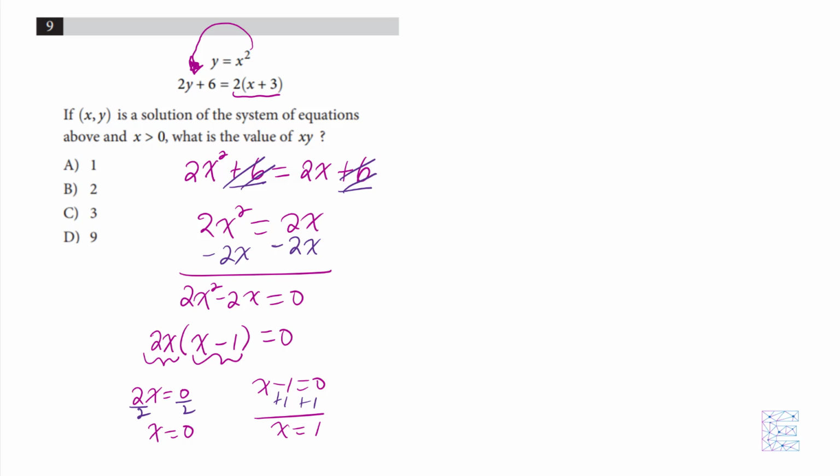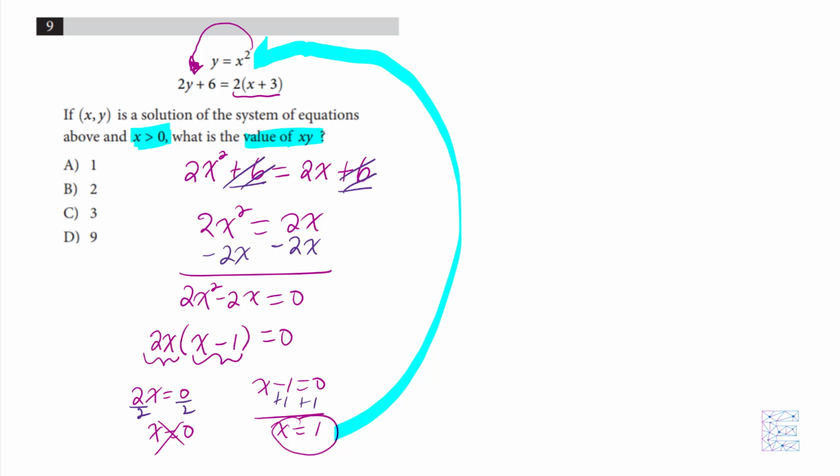Now remember, the question told us that the x value has to be bigger than 0. So we're going to toss this answer here, and we're going to have to go with this one. And also remember, the question at hand is, what is the value of x times y? So we need to figure out y using this x. Thankfully, we can plug this back into one of these two equations.